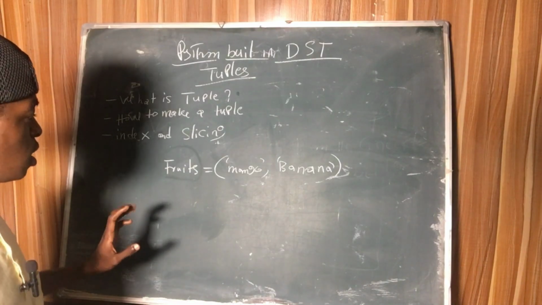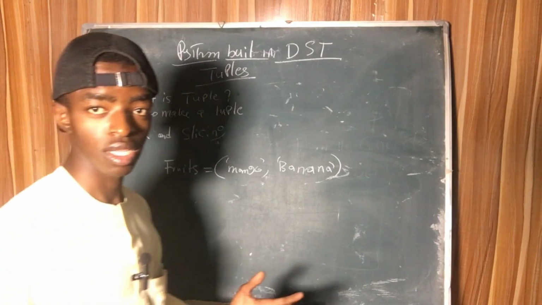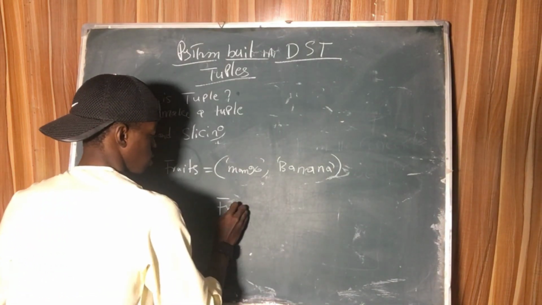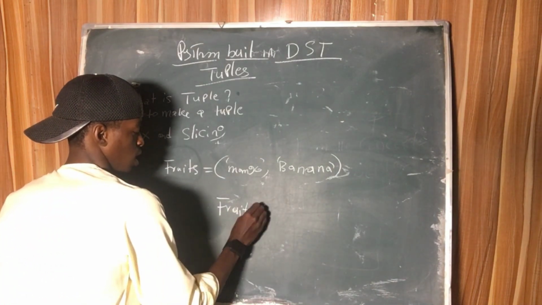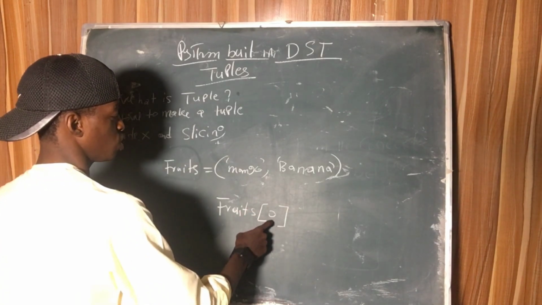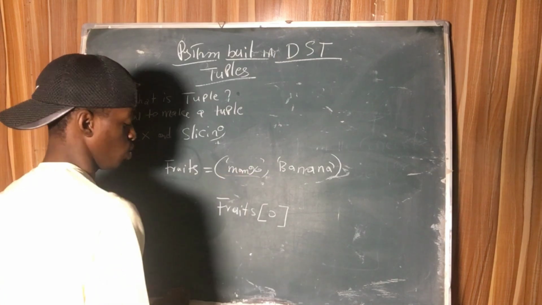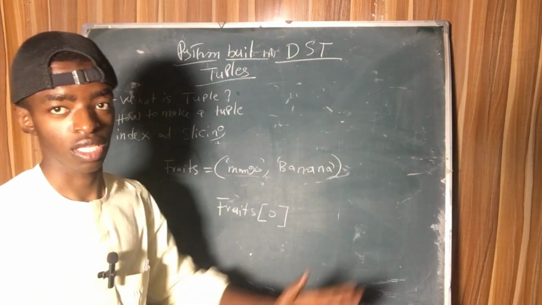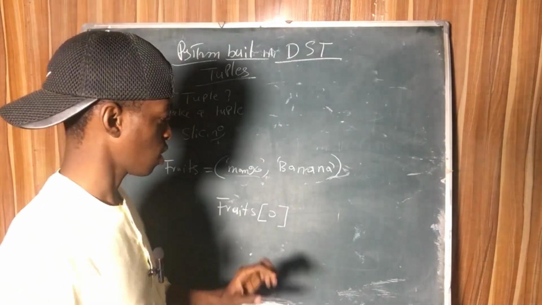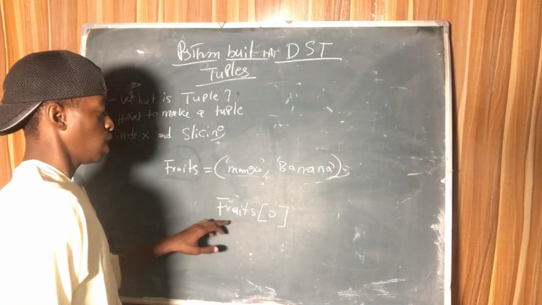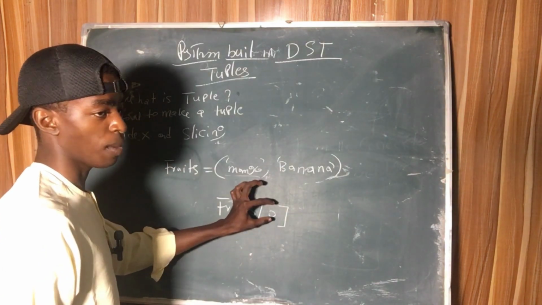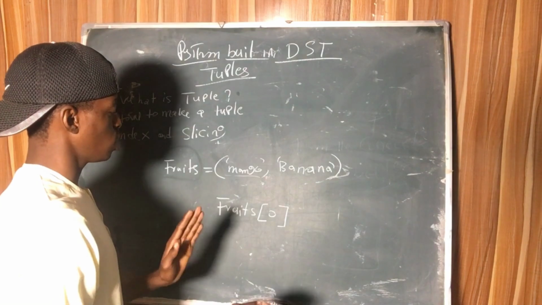And like I said, in case of list, I can do something like this. I can just say fruits index 0. When I say index 0, this means I'm referring to mango. Maybe I can have thousands of items inside my tuple. So if I want to access one single item, I'm going to call the name of the tuple, then in front of it, I'm going to put a square bracket, then the number of that item. So this is how it works.